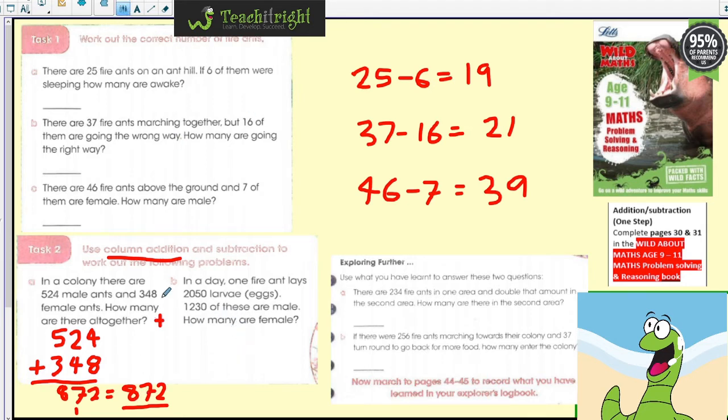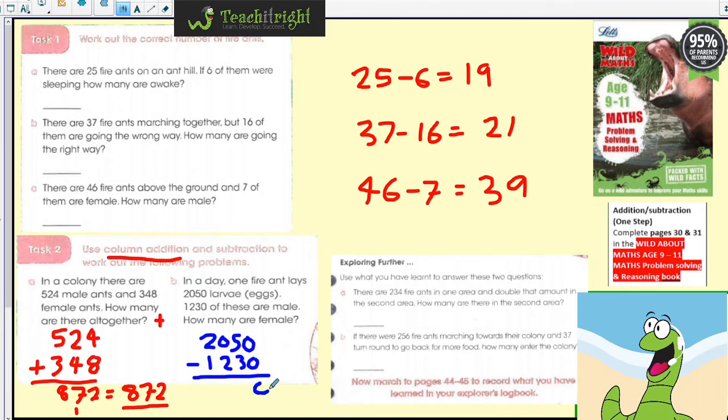And this one here, B, in a day, one fire ant lays, oh my goodness, 2,050 larvae or eggs. And of those, 1,230 of these are male. So how many are female? This is a what's the difference question. So I need to take 1,230 from 2,050. And again, as soon as I've set the question up, it becomes really easy.